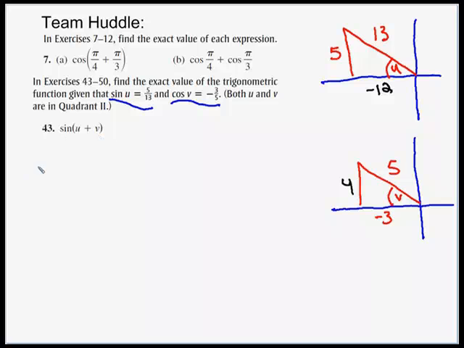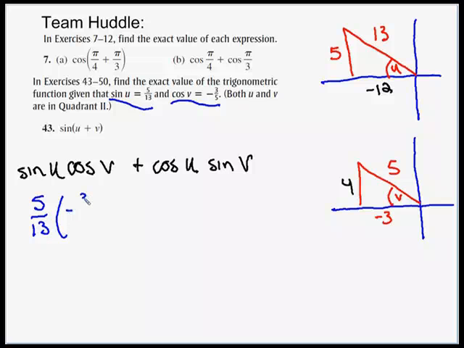Sine of a sum is the sine of the first, sine of u, times the cos of the second, v, plus the cos of the first, u, times the sine of the second thing, v. Some of these bits we already have. The sine of u is 5/13. The cos of v is -3/5. And now we're going to have to go to the triangles that we created. The cosine of u. Cosine is adjacent over hypotenuse, or -12/13. And we're multiplying that by the sine of v. Sine is opposite over hypotenuse, or 4/5.